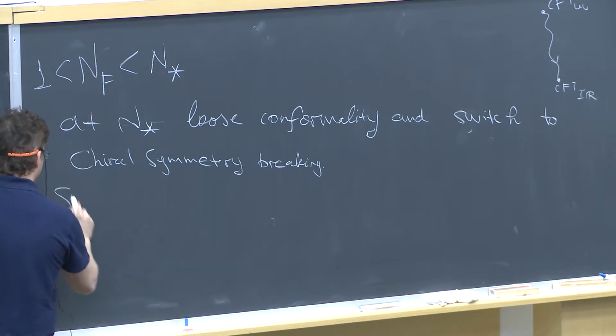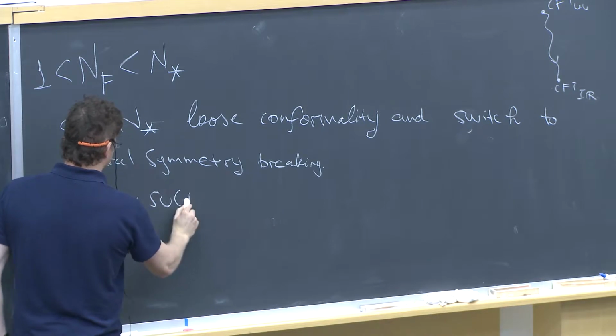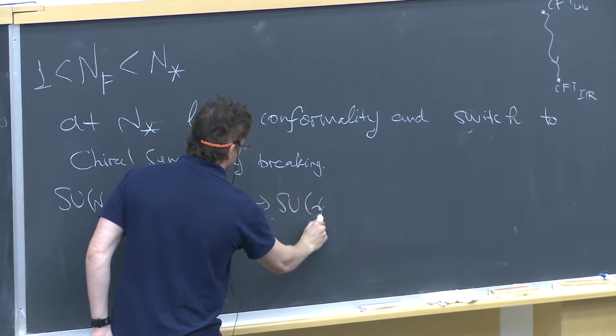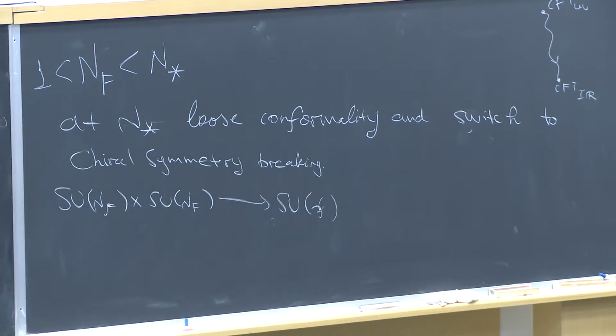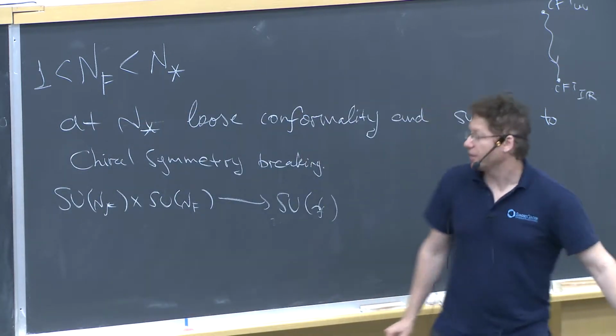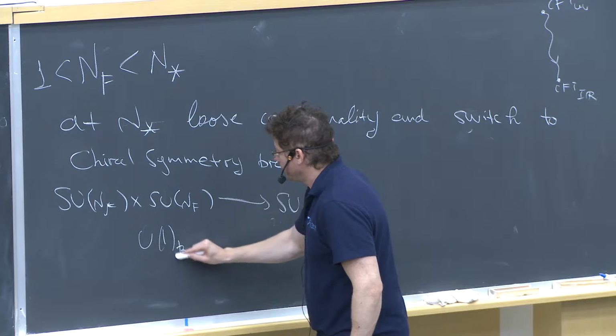So in that case, SU(NF) times SU(NF) is going to be conjecturally spontaneously broken to SU(NF). That makes sense for NF bigger than 1, right? Because SU(1) is empty, so there is nothing to discuss. And the U(1) baryon symmetry is intact. That's what we believe.